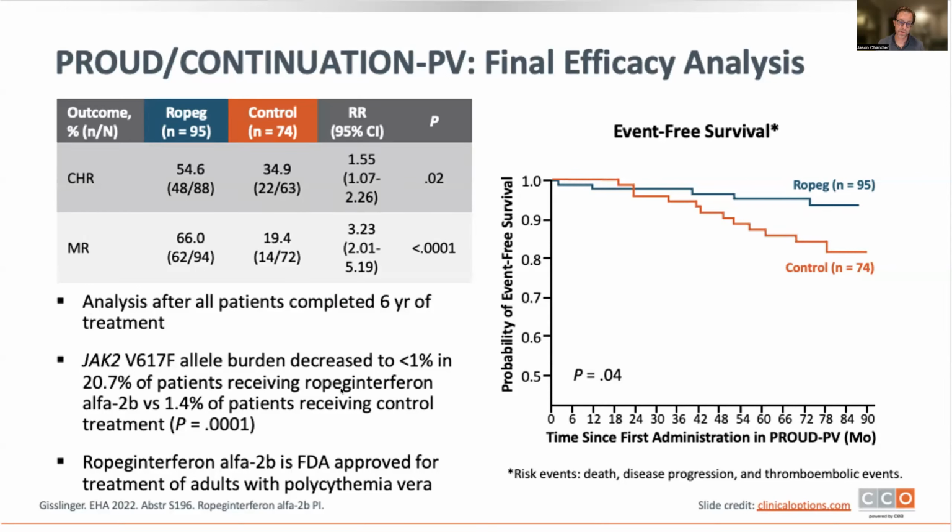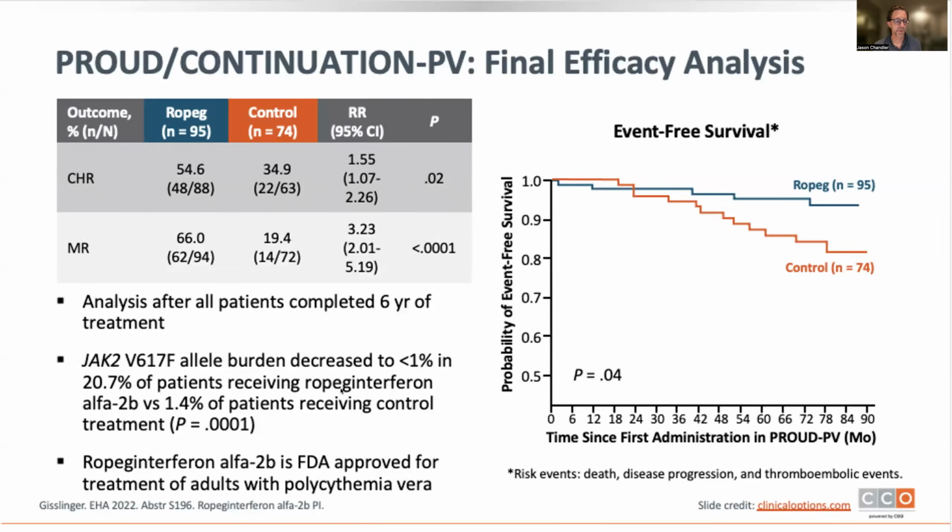So actually, in the first 12 months, if you see the curves, the control arm, the hydrea, actually did a little bit better for the first 12 months, but longer in the continuation, and now this is followed out to 6 years, the pegylated interferon definitely helped, did better. And so more of these patients had control of their spleen symptoms, and more of them had controlled hematocrits.